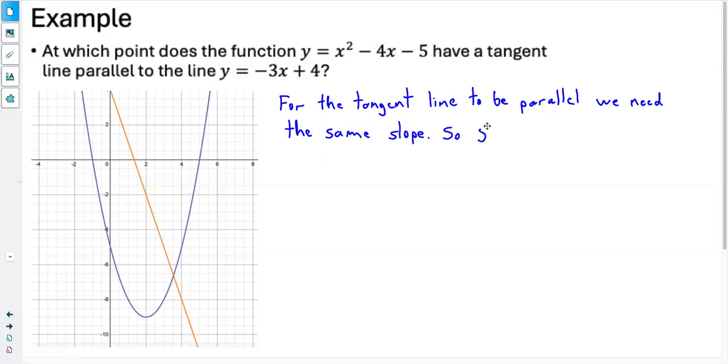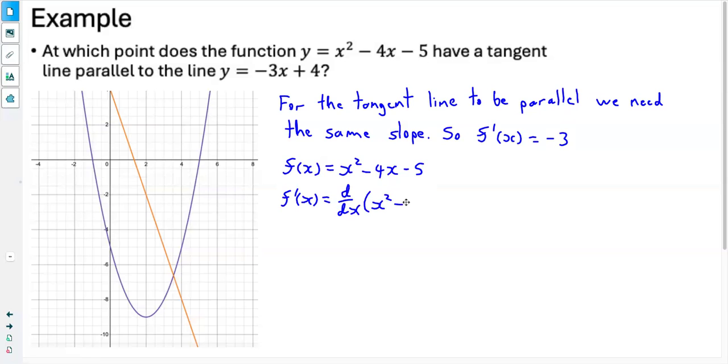So we know that f prime of x must have the same slope as this function, so that's equal to -3. So what we're going to do is start out with our function. We know f of x equals x squared minus 4x minus 5. We'll take the derivative of this. So f prime of x is our derivative of x squared minus 4x minus 5.